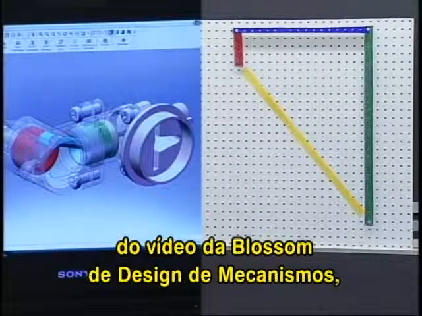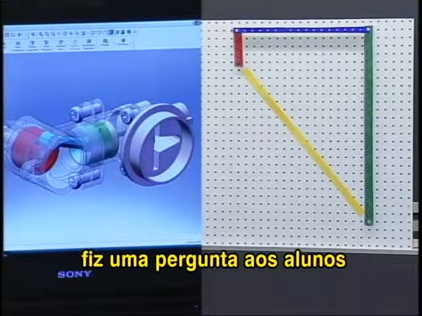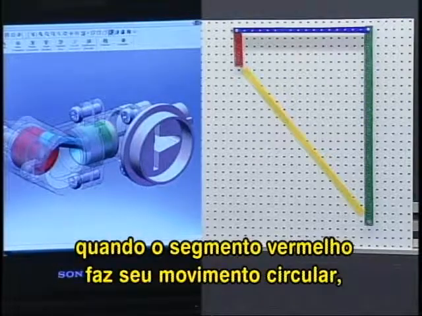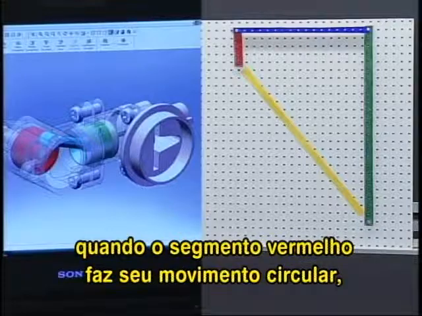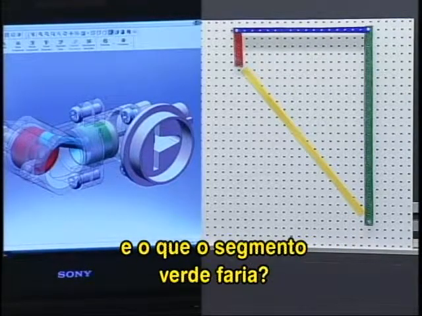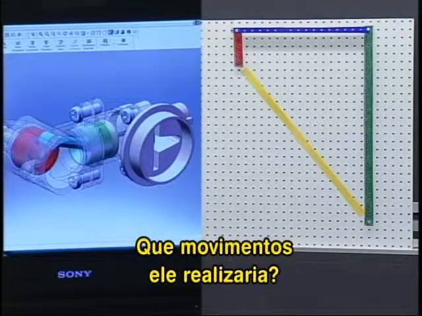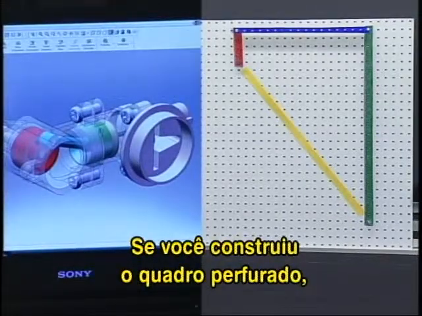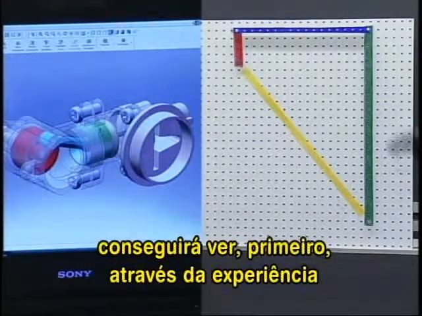So in the second pause of the Blossoms video module, Design of Mechanisms, I posed a question to the students regarding this mechanism on the pegboard. I asked, when the red link executes motions round and round, what will the mechanism do? And in particular, what will the green link do? What motions does it execute?